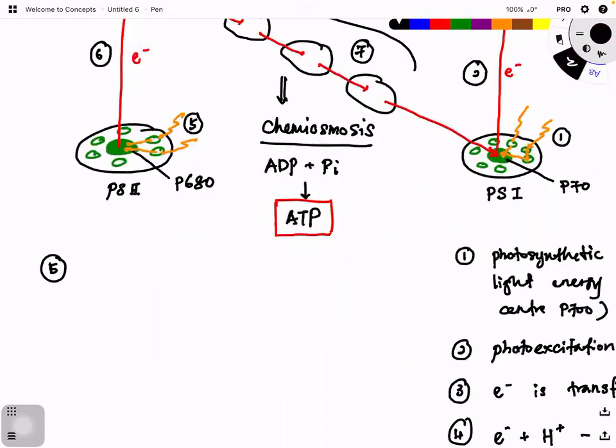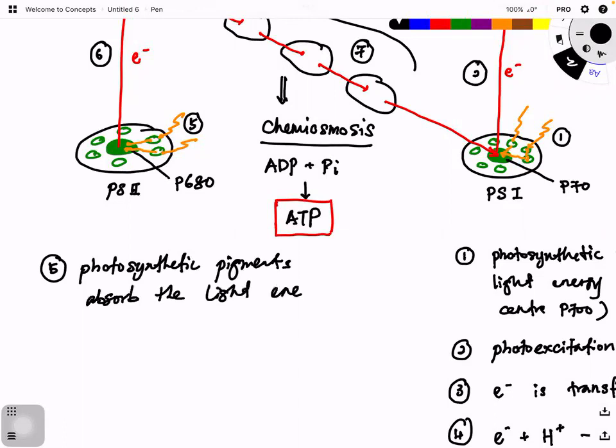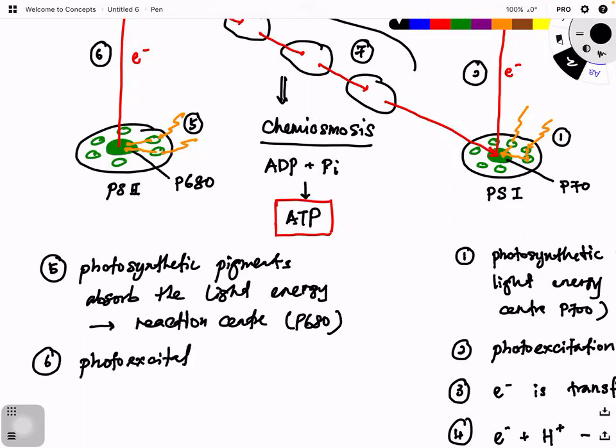So again, photosynthetic pigments absorb the light energy and pass this energy to the reaction center, which is P680. So what is the event that takes place? So photo excitation of electron. Are you clear?